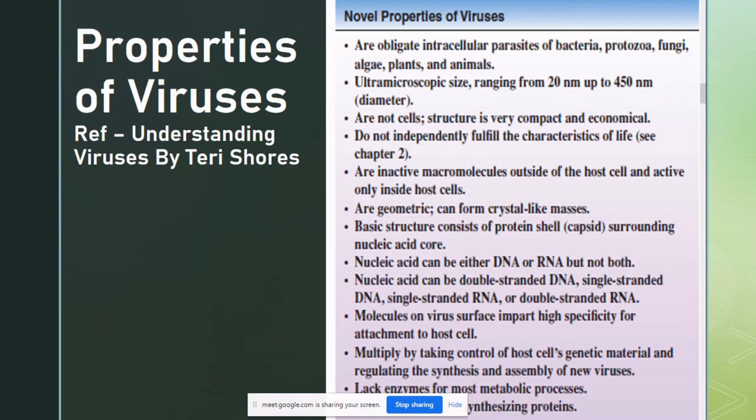I think in FY you had learnt about all these properties. They are obligate. Obligate meaning compulsory. They will have to live inside, and they are parasites, meaning they don't do anything on their own. Everything they snatch from others, and they are seen to infect all types of cells. So bacteria, protozoa, fungi, algae, plants, animals, all types of cells they can infect.